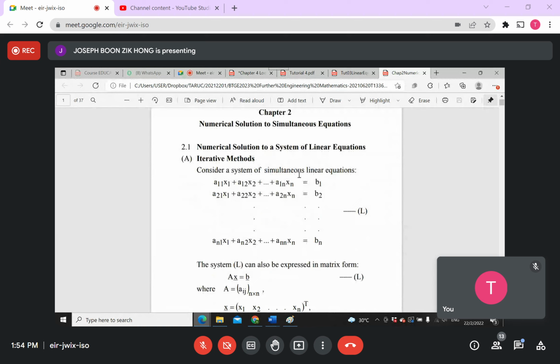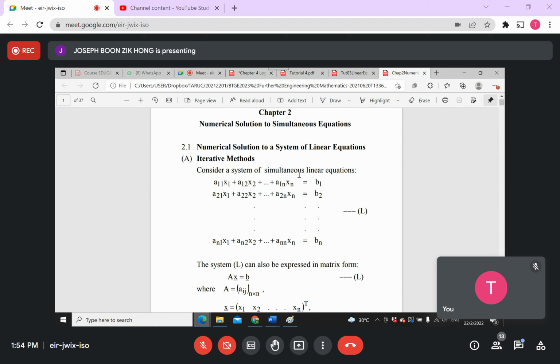Chapter 2 is numerical solution. When we talk about numerical, that means there are a lot of equations or systems we don't have the answer to. We don't know how to solve them, or we don't have any appropriate way to solve them. So what we do is we try to use a numerical way. Numerical means we try to get an approximate answer, maybe up to 3 decimals, 4 decimals. For engineering, 3 or 4 decimals should be enough. Of course, mathematicians normally take more decimals if possible, even up to billions.